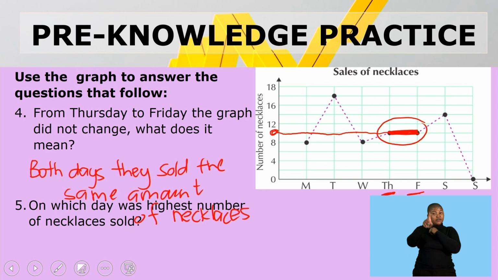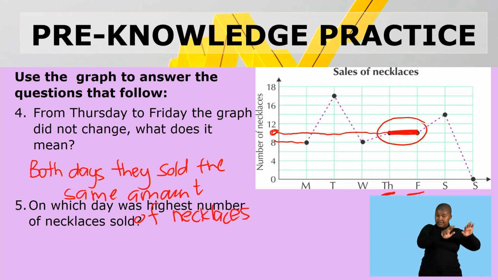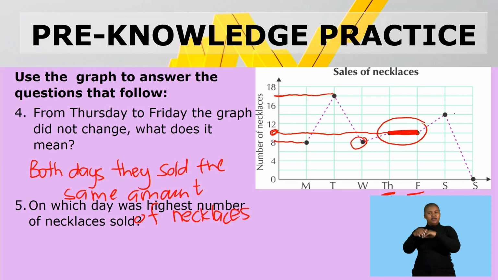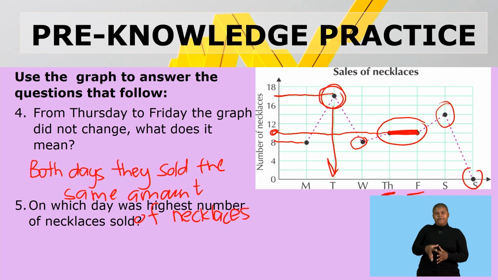The last question. On which day was the highest number of necklaces sold? So Monday was 8, Tuesday was round about 17, Wednesday the same as Monday, then as I said, 10 or 11, and Saturday and Sunday. So the highest is there, which is then Tuesday.